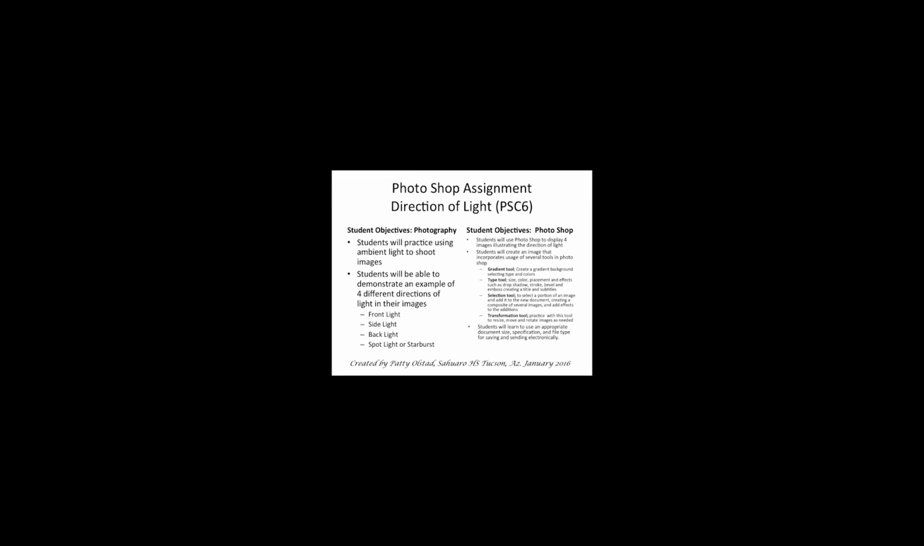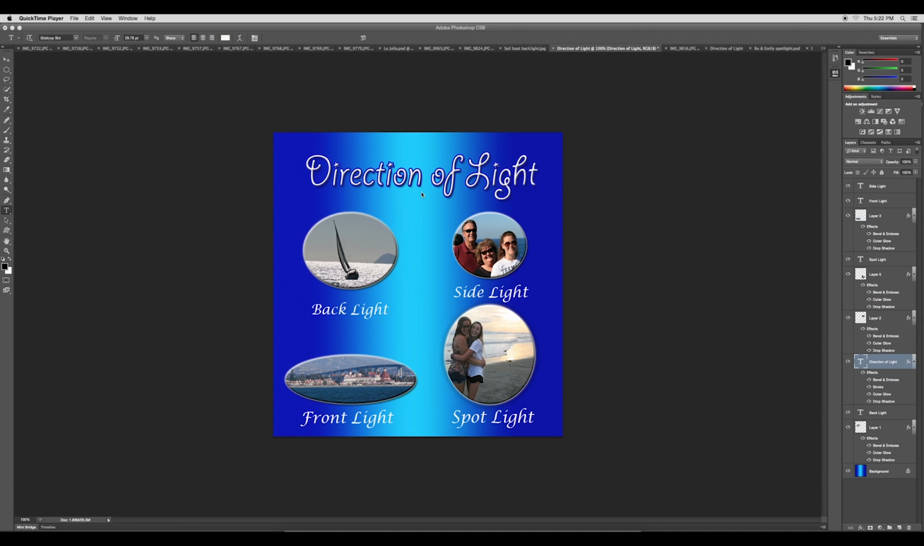In today's Photoshop assignment, you're going to create a document which illustrates the direction of light: backlight, side light, front light, and either spotlight or starburst, your choice. Begin by making sure that you have the Photoshop program activated. When you click in Photoshop, you'll notice the word Photoshop in your top ribbon.